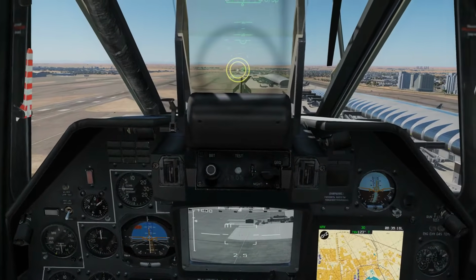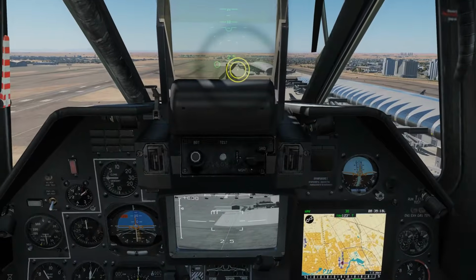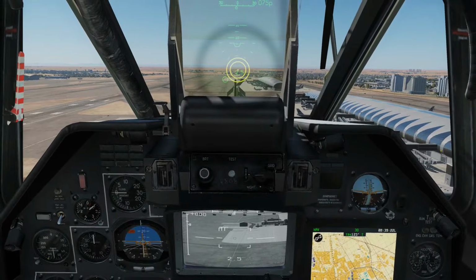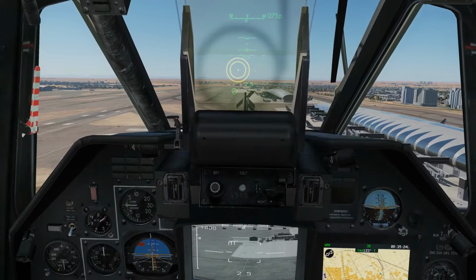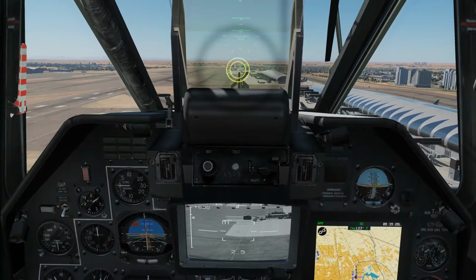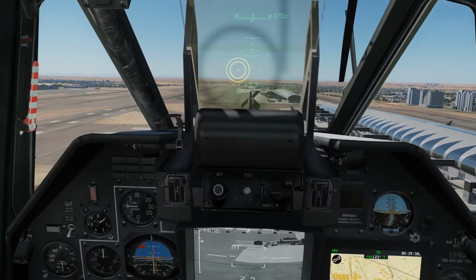One thing to mention at this point, if you are in a night mission and you equip night vision goggles, which you do with the use of the ground crew, then you can't have this helmet mounted display. You can have one or the other. They are mutually exclusive. So if you're flying with night vision goggles on and you're wondering why you can't use your helmet mounted sight, then that's why.